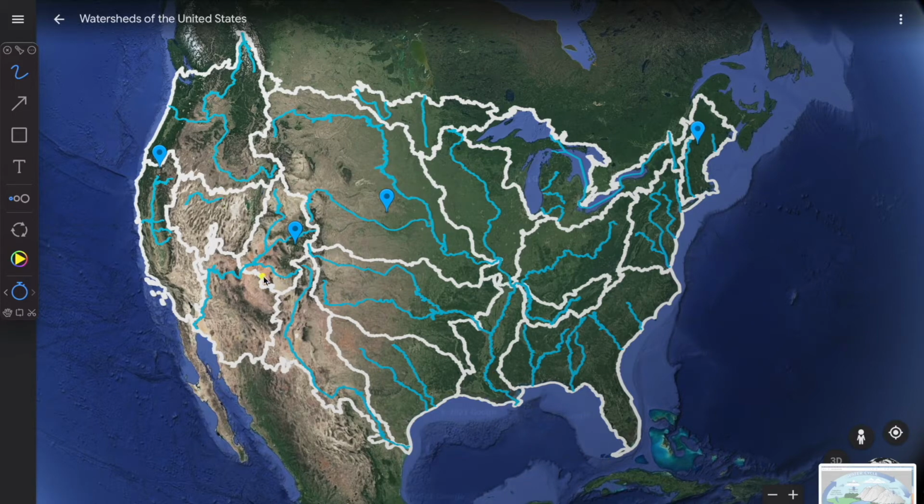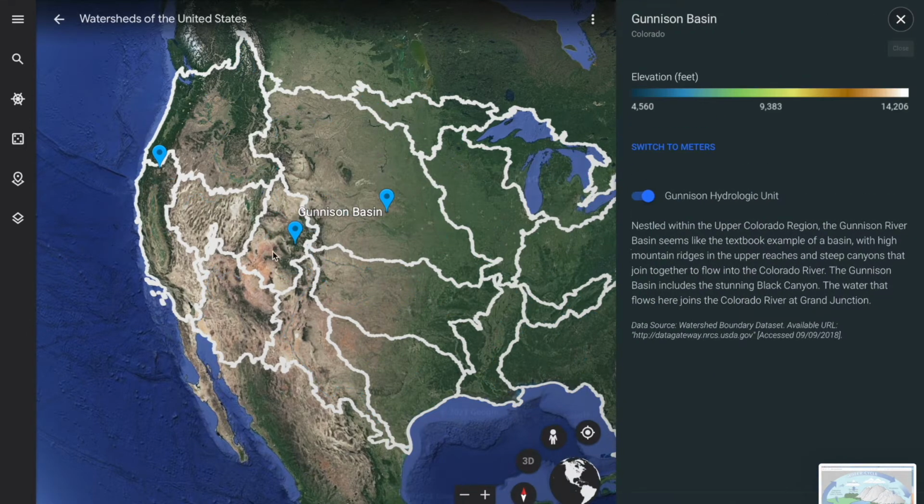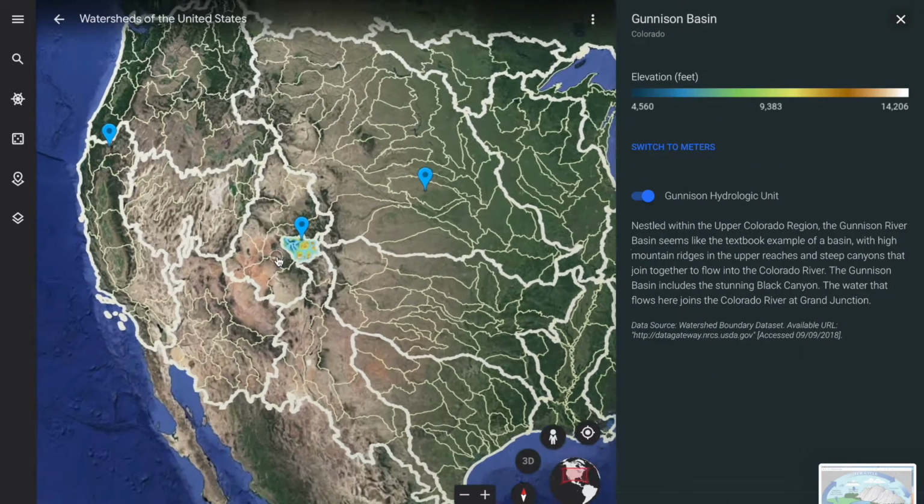But the basic idea is water always runs downhill, eventually runs into streams and collects, but it always runs downhill. So let's take a look at this. This is called the Gunnison Basin.